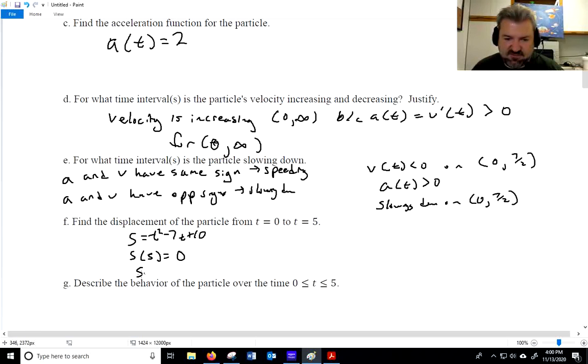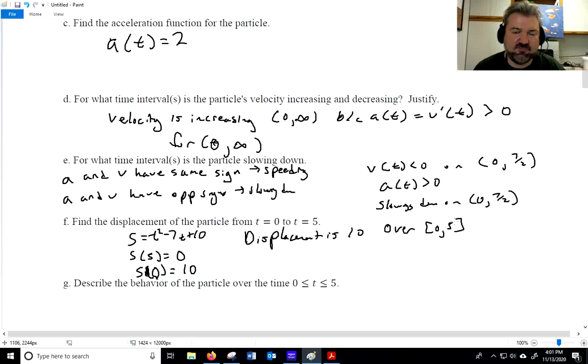Well, what is s of 0? s of 0 is just 10. So that tells me that the change in position is negative 10. Over the course from 0 to 5, we are in a different position. We are 10 units backward of where we started. And that's all it tells us. It doesn't tell us any kind of history.